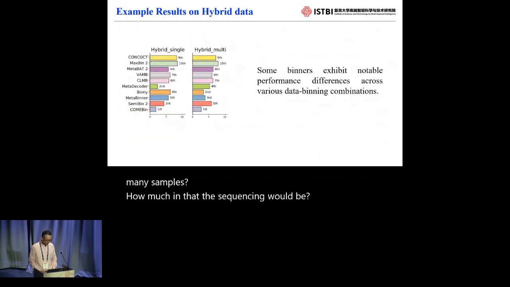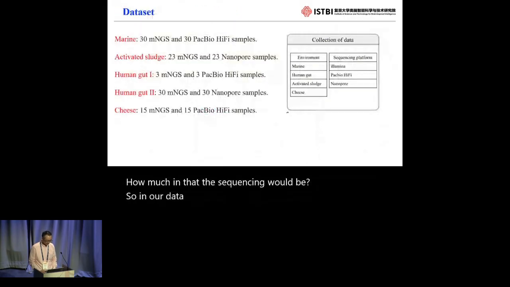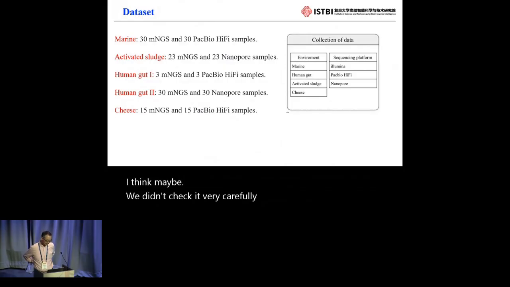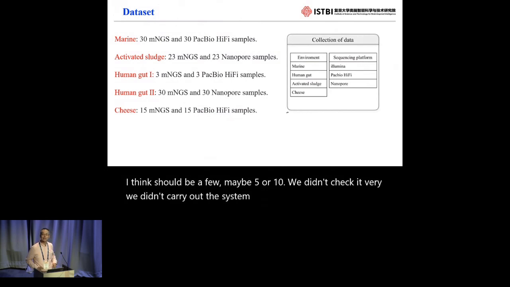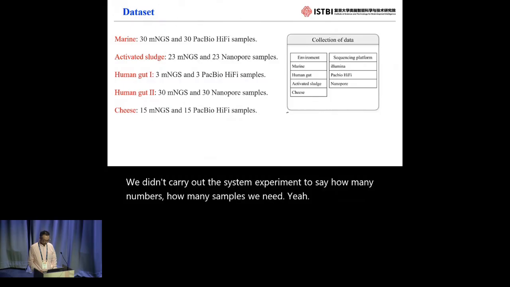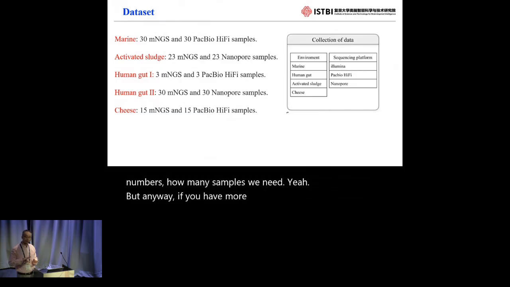In our datasets, here is the number of samples we used. We didn't check it very carefully, but I think maybe it should be a few, maybe 5 or 10. We didn't carry out a systematic experiment to see how many samples we need. For example, the human gut dataset has 30 samples. Yeah, but anyway, if you have more samples, the result will be more significant.